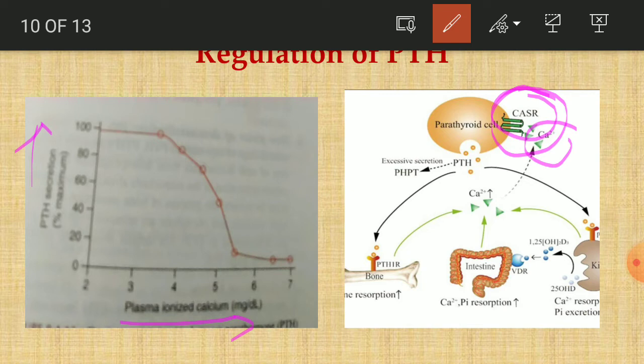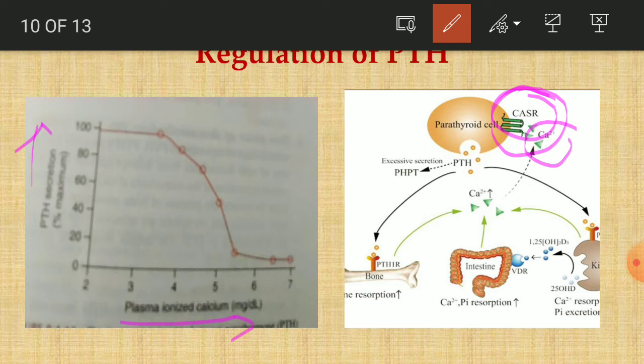How does it happen? Phosphate ions as such suppress formation of vitamin D3, and as we know, vitamin D3 is another inhibitor of PTH release. So by suppressing vitamin D3 formation, phosphate ions ultimately stimulate release of parathyroid hormone.